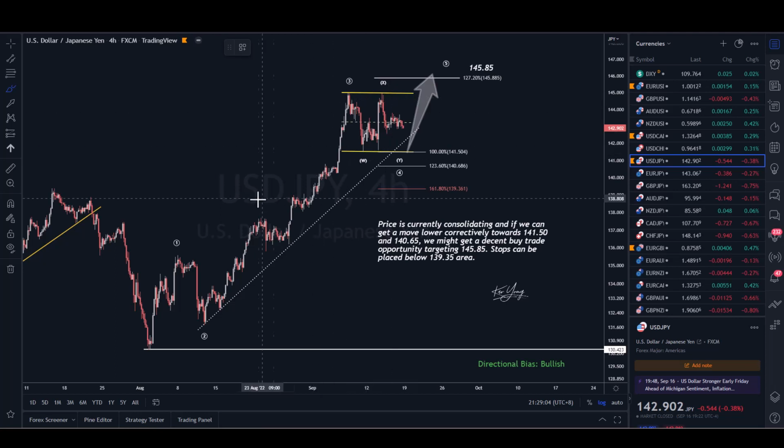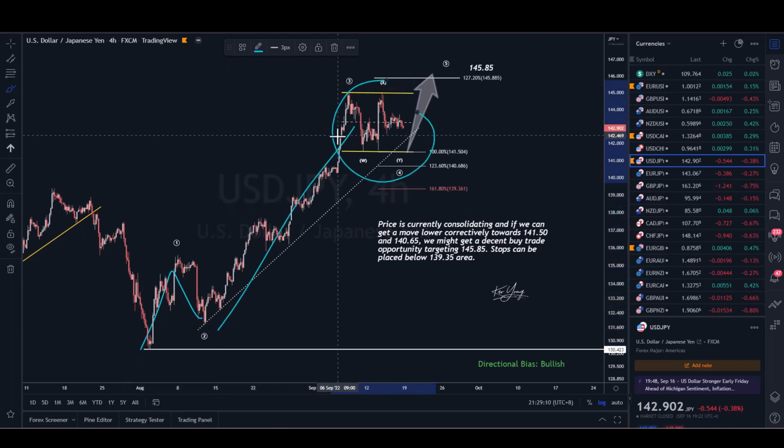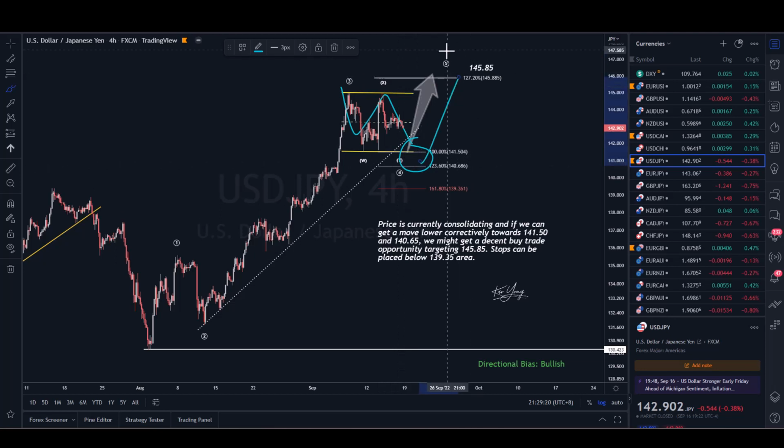Okay, so over here from an Elliott Wave perspective on technical analysis, we do have a 1, 2, 3. It seems to be developing a wave 4 in a 3-wave structure over here as well, WXY. So somewhere around this zone would present a decent buy setup to take it to the 5th wave with an initial target at 145.85, right?